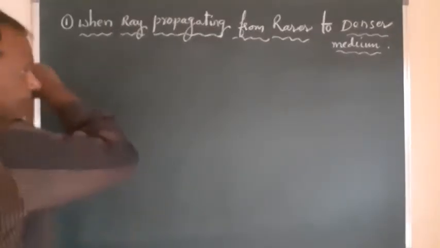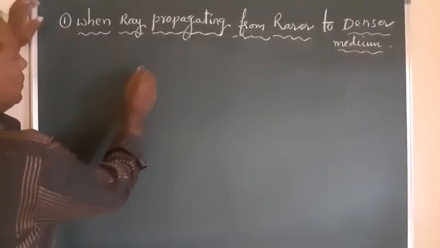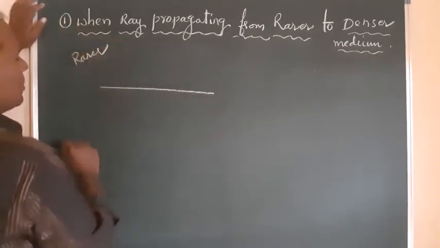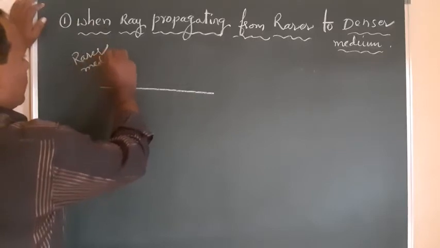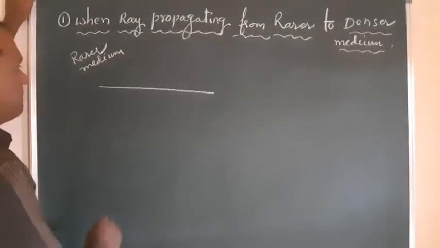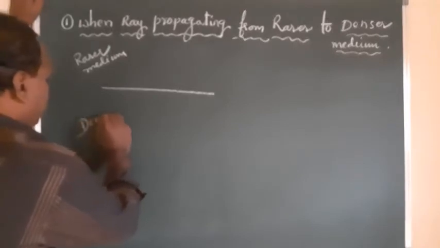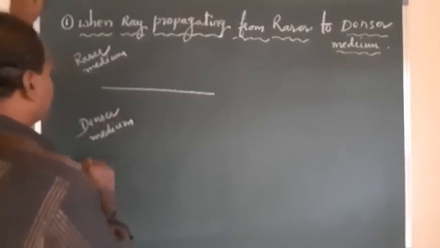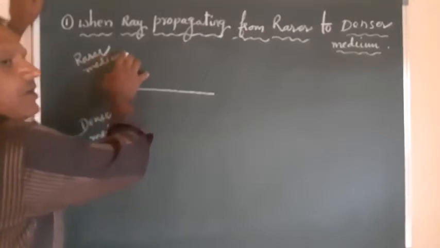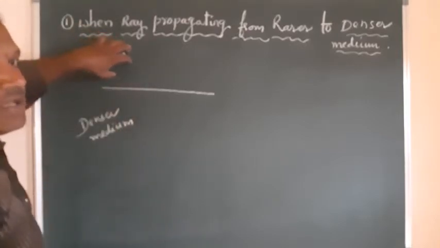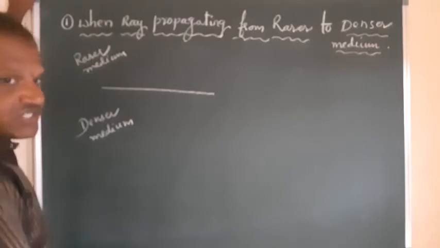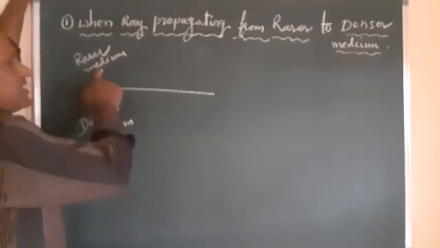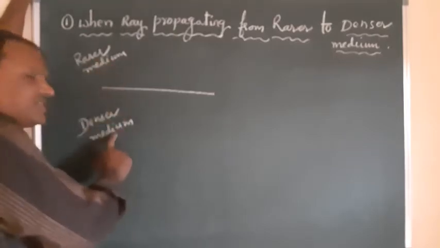So that you can observe here. So this is the interface. This is a rarer medium, and this one is the denser medium. The denser medium has a large density. In the rarer medium, the particles are far away; that is, volume is more but the density is less. Here density is more, volume is small. It is a denser medium, and this is the rarer medium. From rarer medium to denser medium, it is propagating.